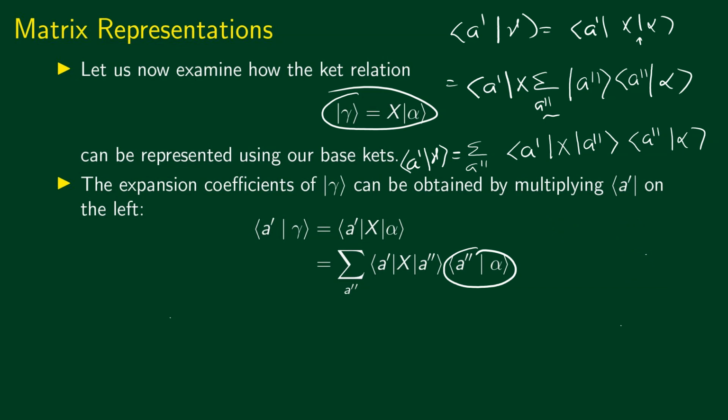In much the same way, here we have a vector or a ket alpha, and we are saying that we can represent it as a column matrix. What goes into this column matrix? The expansion coefficients of the ket in a given basis.